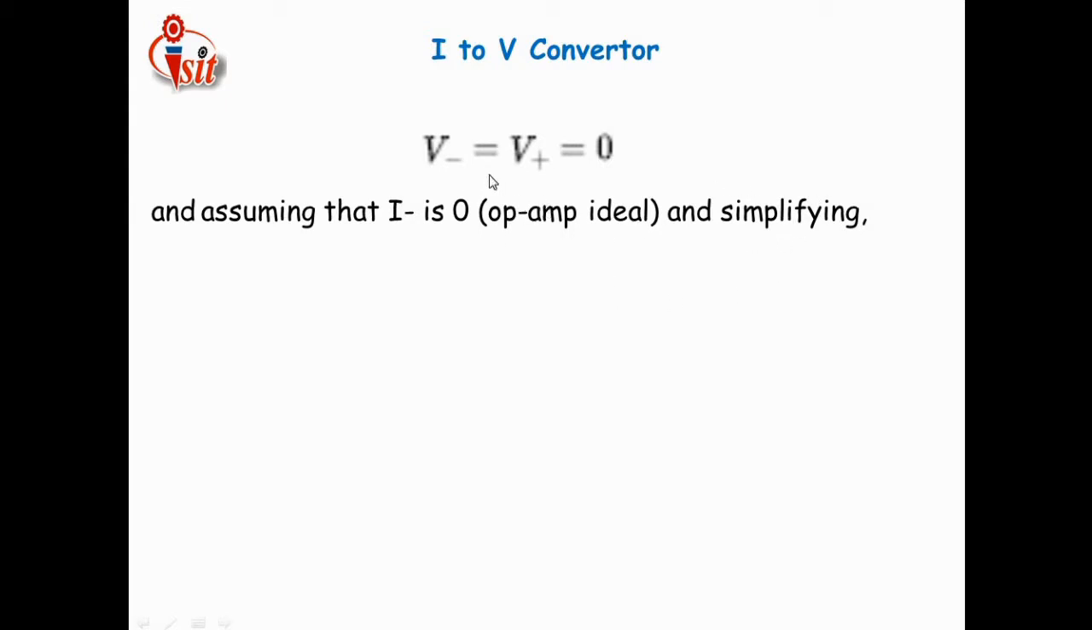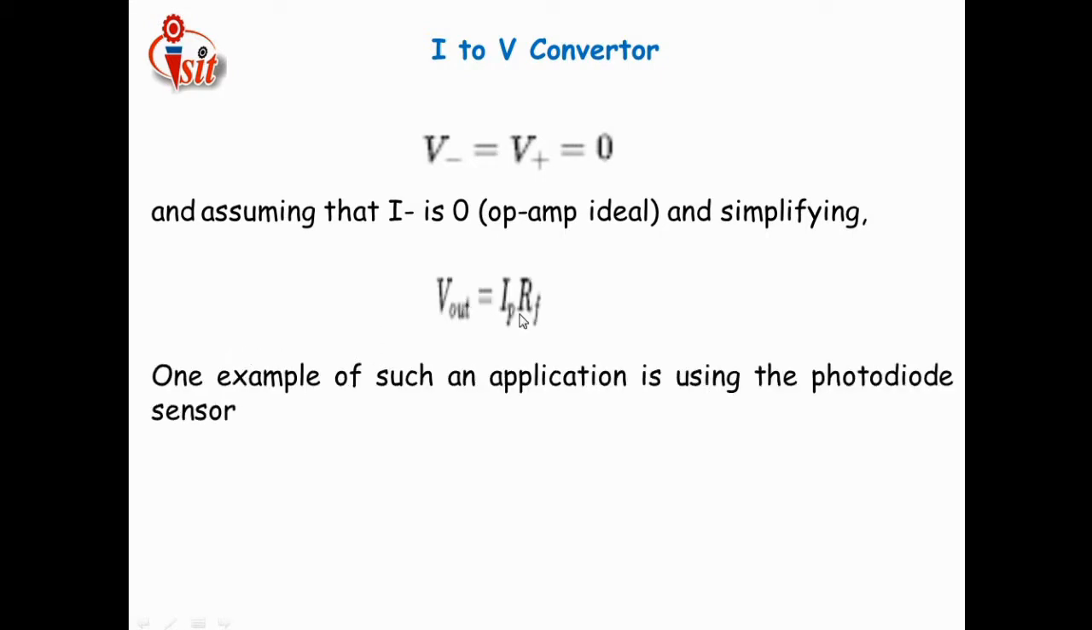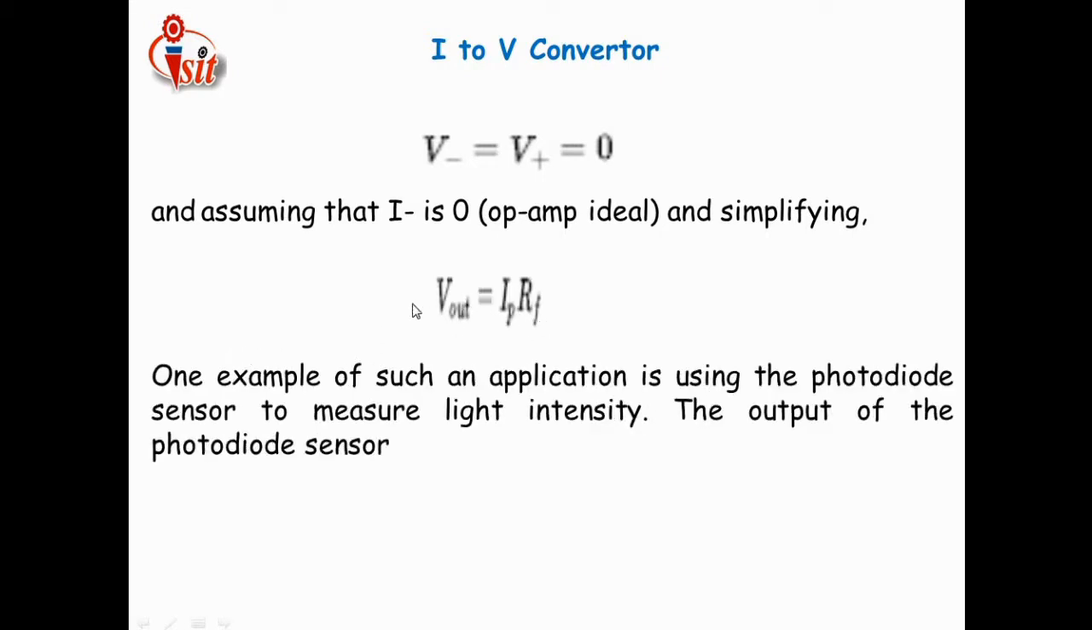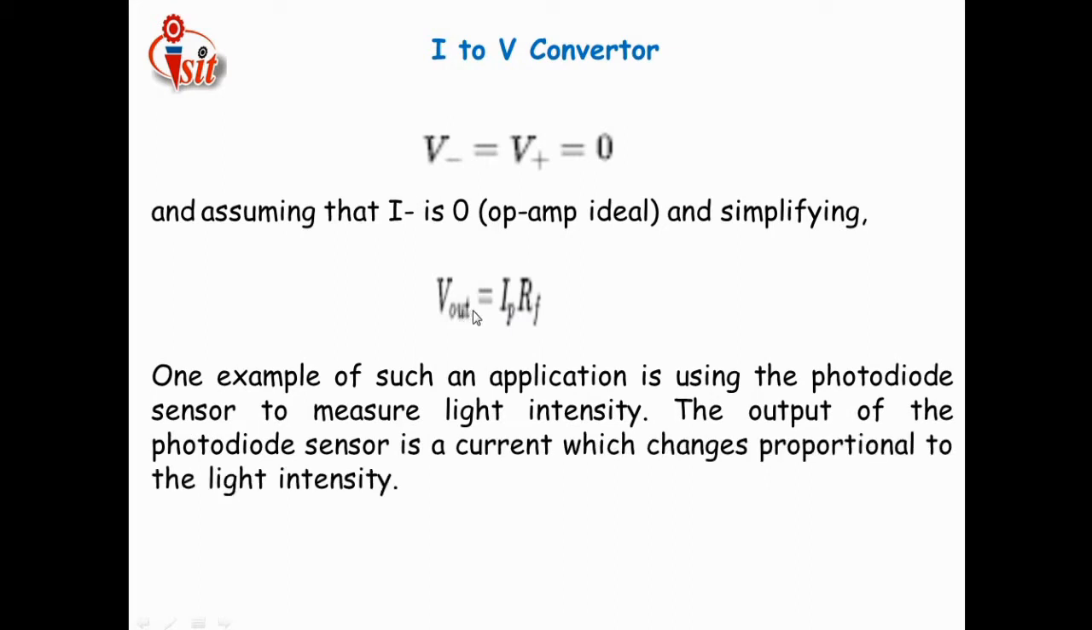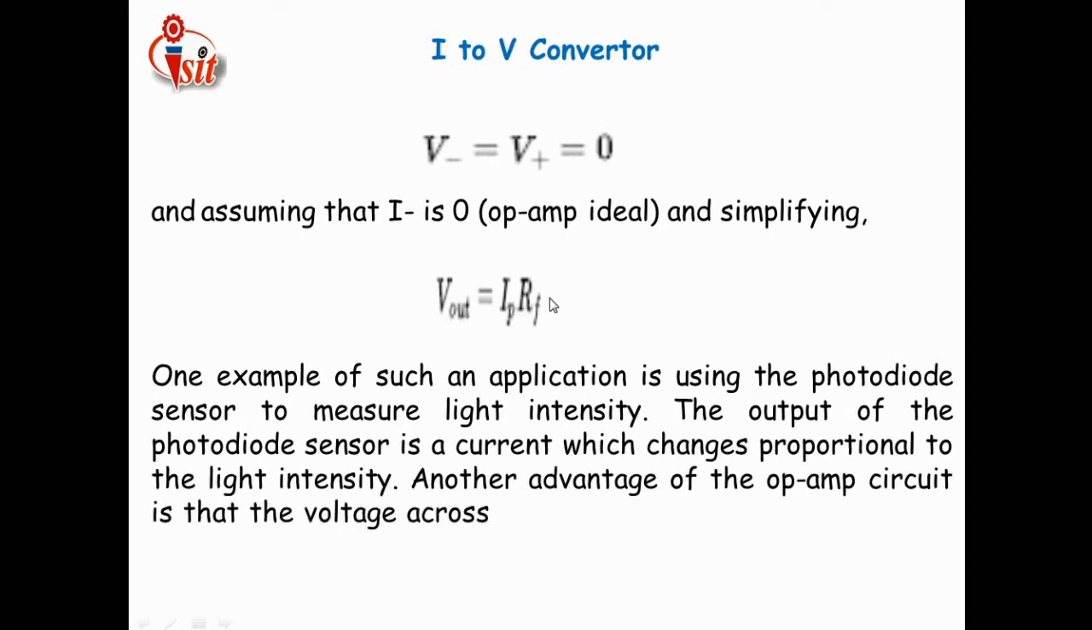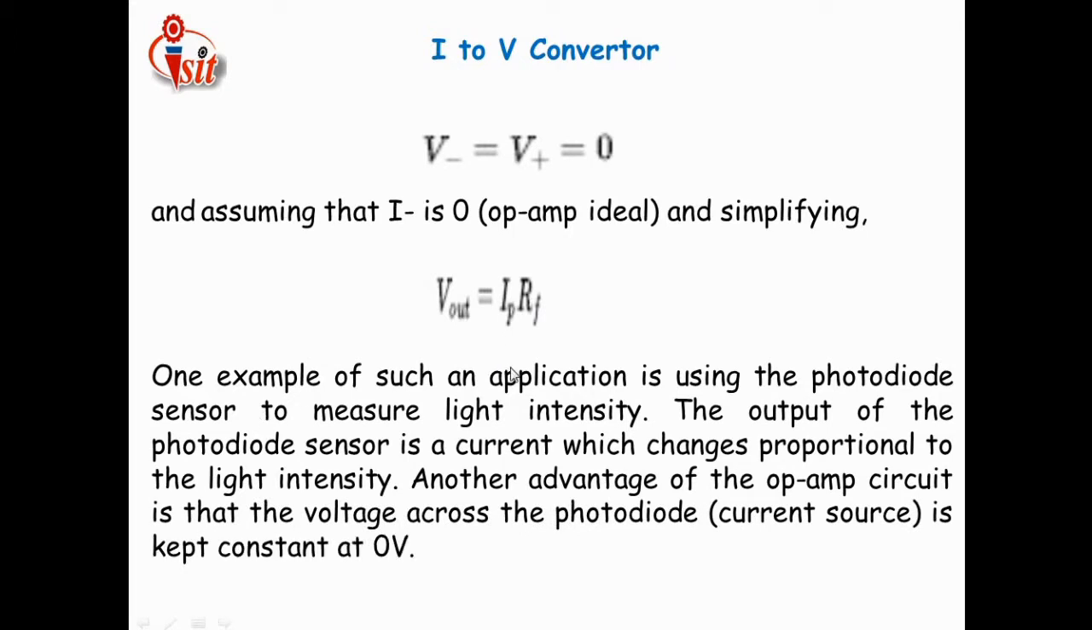And simplifying by using these two terminologies, what do we get? We get V out is equal to IP into RF. That means the output voltage is totally dependent upon the input current and the feedback resistance. One example of such an application is a photodiode sensor to measure the light intensity. That means the photodiode sensor is an application related to a current to voltage converter.